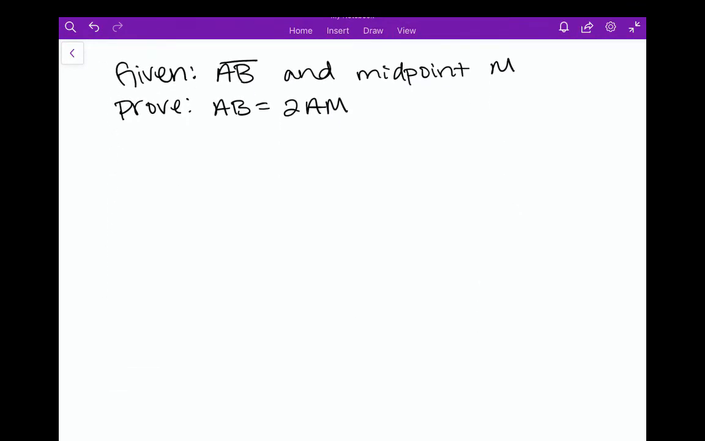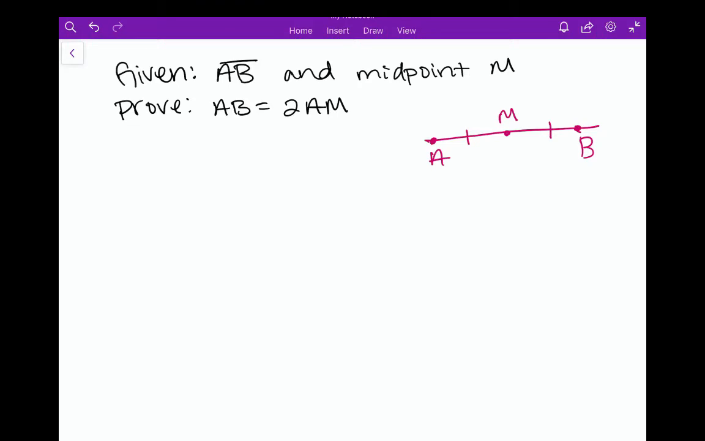So it says given segment AB and midpoint M. I don't have a picture here, so I need to draw one. Segment AB looks something like this, and midpoint M is right here, which is the midpoint. Now, what do we know from the midpoint? We know by definition of the midpoint that this segment is congruent to that segment. We know that from the definition, but we're going to have to actually include that in our proof. We're trying to prove that AB is equal to 2 times AM.